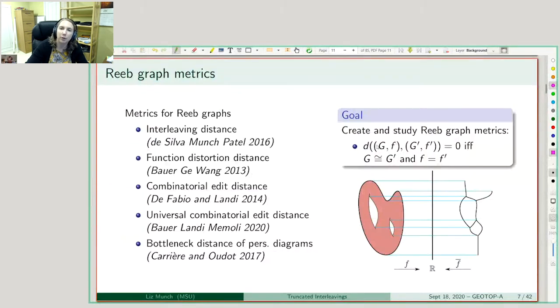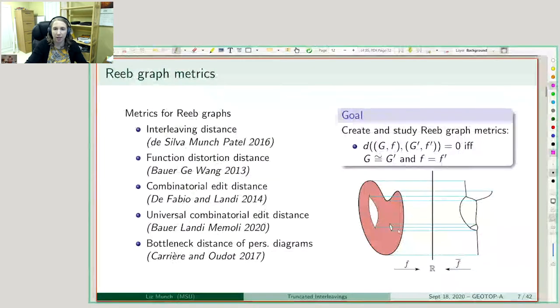So if you give me two Reeb graphs, so again, this is supposed to be all of the data for one Reeb graph and all of the data for another Reeb graph, my distance should be 0 if and only if they're the same. And in my context, the same means both that the graph itself is the same and the function defined on that graph is the same. So for the purposes of an example, I can look at this guy right here.